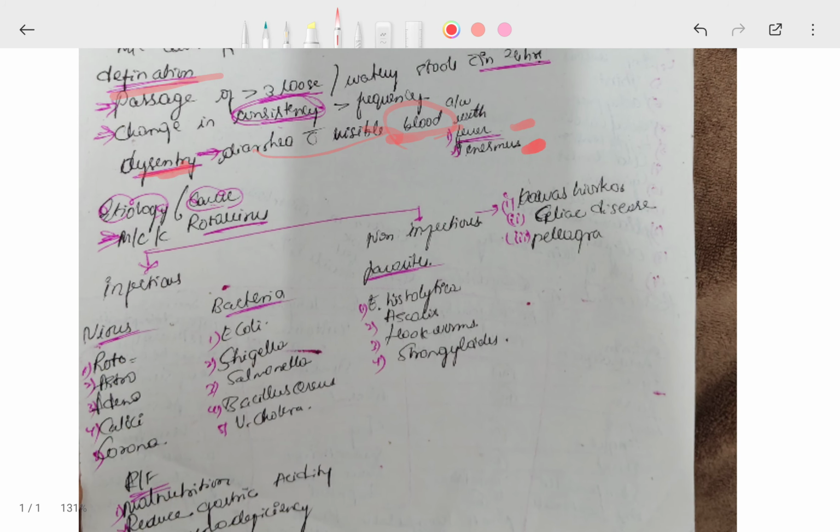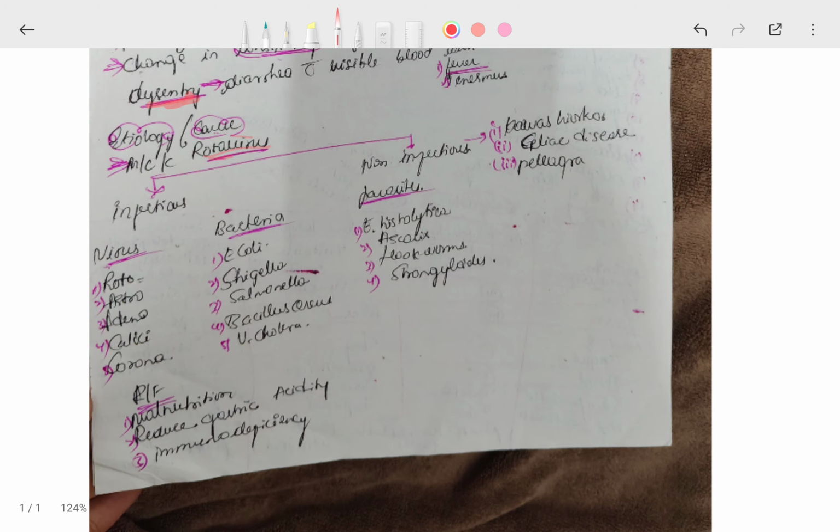Now coming to the etiology or cause, the most common virus, as I already told, is rotavirus. Acute diarrhea may be because of an infectious or non-infectious cause. Infectious causes may be bacteria, viruses or parasites. Among viruses you have rotavirus, astrovirus, adenovirus, calicivirus and coronavirus. Two C's, calicivirus and coronavirus; two A's, adenovirus and astrovirus; and one R, rotavirus.